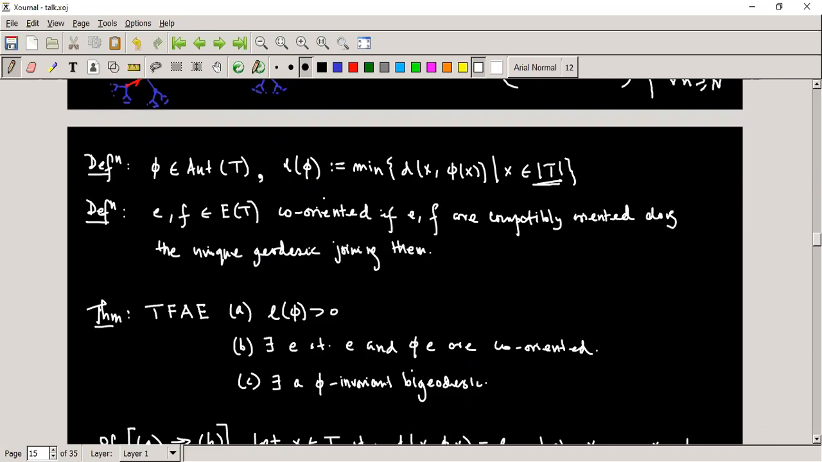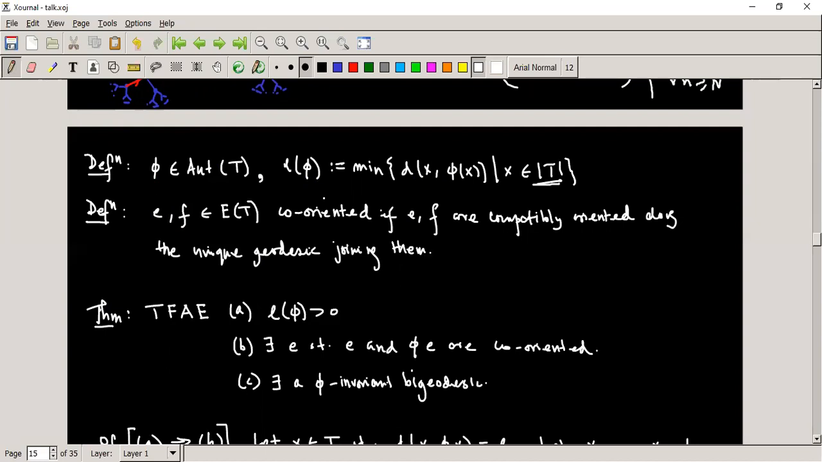So define L phi to be the minimum distance that an automorphism takes. So an automorphism in general takes a point x to phi x, right? Look at the minimum distance it takes any point to. So if it fixes a vertex, for example, then this L phi will be just zero, because x equals phi x for that vertex.